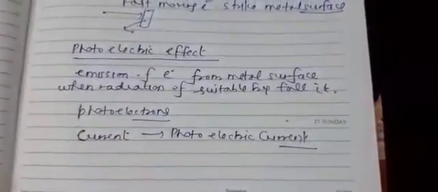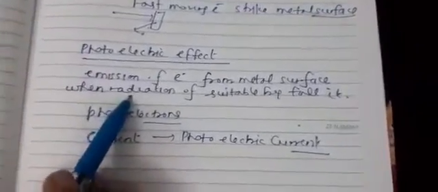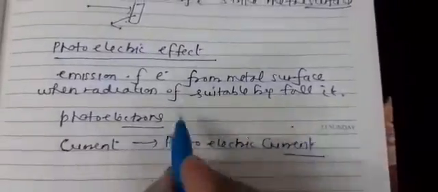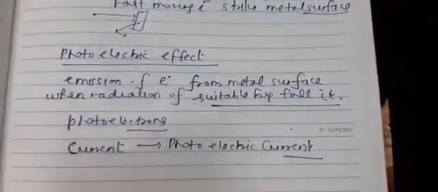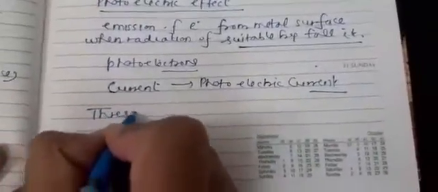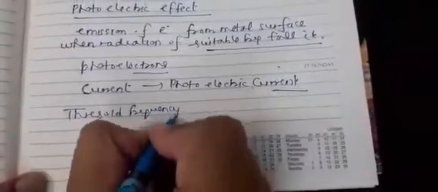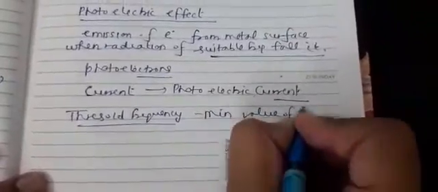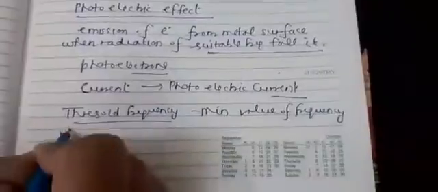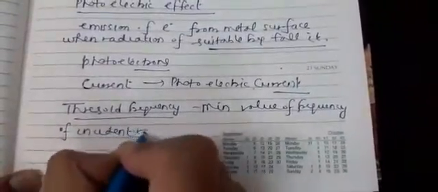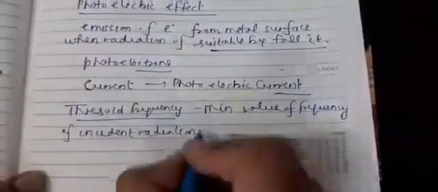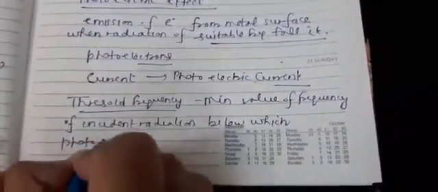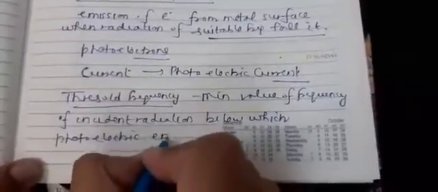So when light of suitable frequency is incident on a metal surface, only then does it lead to photoelectric current. When we say suitable frequency, we use the term threshold frequency. Threshold frequency is the minimum value of frequency of incident radiation below which photoelectric emission stops.